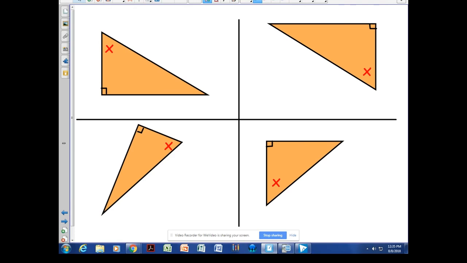Why don't you pause your screen for a moment and see if you can correctly label all three of these triangles with an O, A, and H.